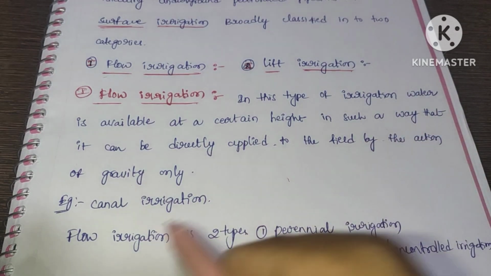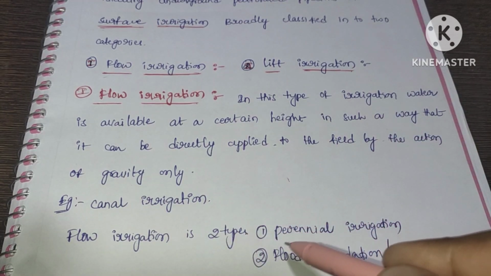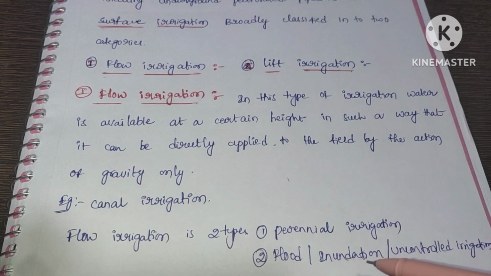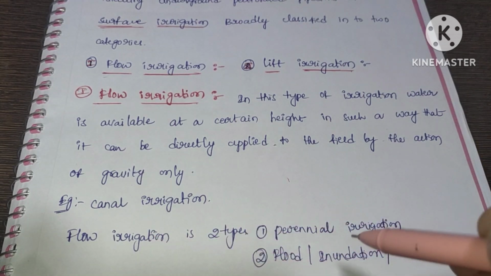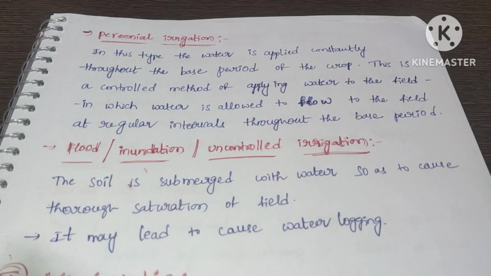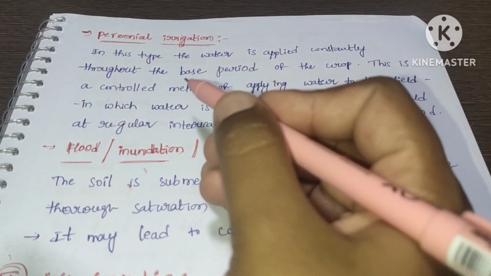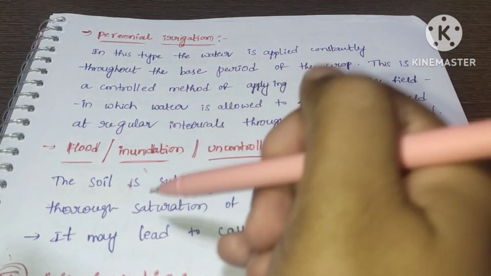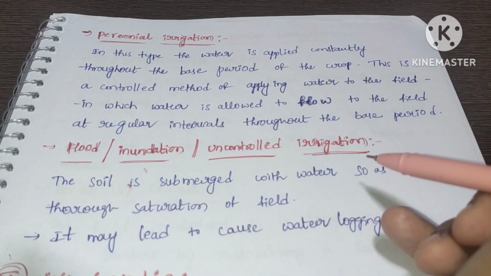Flow irrigation is again of two types: perennial irrigation, and flood or inundation or uncontrolled irrigation. These are the two types of flow irrigation.